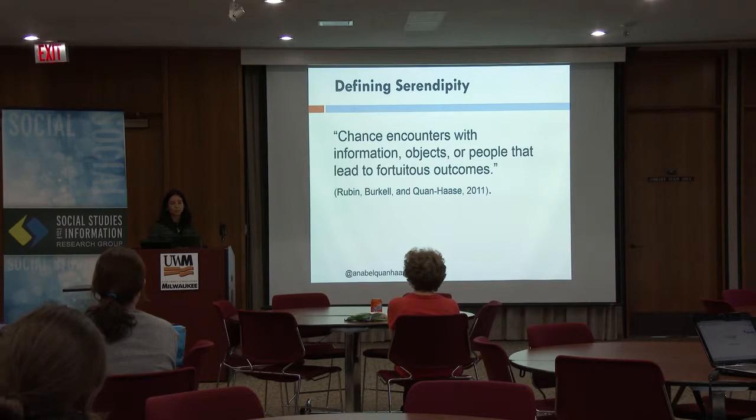So one of the definitions that we're proposing for serendipity, for this encountering of information, is chance encounters with information, objects, or people that lead to fortuitous outcomes. So important to notice that in this definition, there is an outcome that comes out of the finding of information. For those of you who are not in information science, the use of information, what we do with information, is an important aspect of information science. So it's not just about encountering information, but rather what people can do with that information, and how it affects their everyday lives.